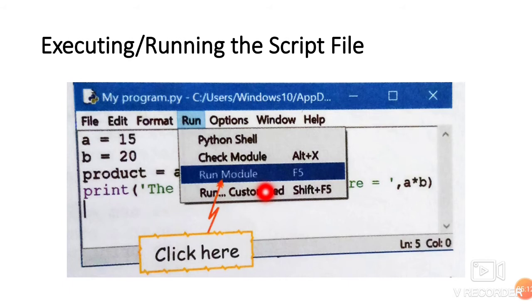You can use the shortcut key for executing your program. Just press the F5 key. When you press the F5 key, it will execute your program. In this way you can write a program in the script mode, and also you can execute or run the program in the script mode.